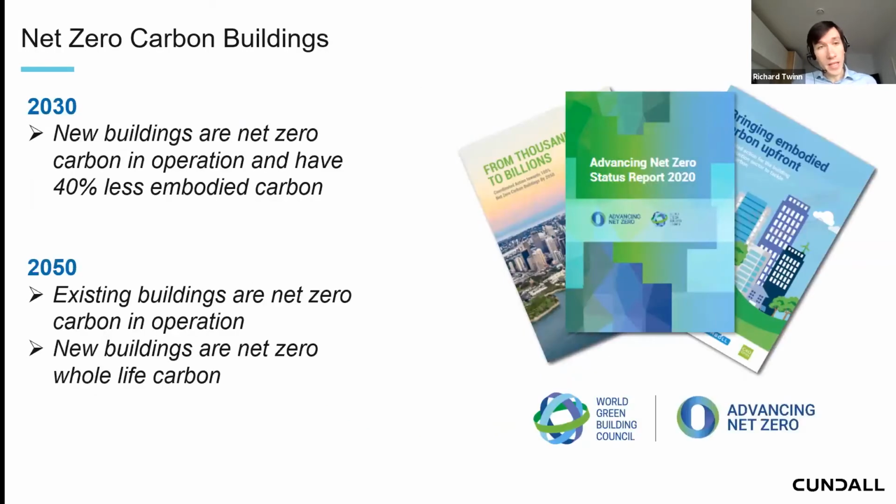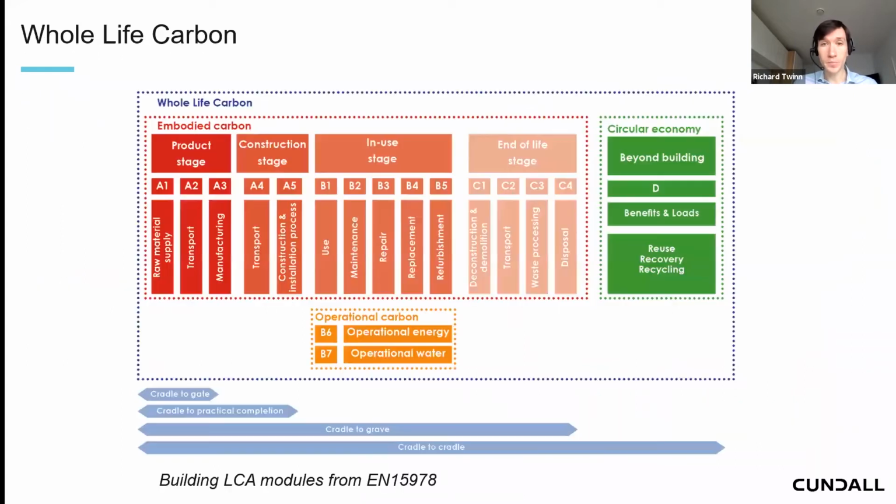Now, why is that important from a net zero point of view? Well, the World Green Building Council has set out a roadmap for a Paris compliant built environment globally, which says by 2030 that new buildings should operate at net zero carbon and should have 40% less embodied carbon. And by 2050, the more difficult outcome that all existing buildings need to achieve net zero carbon in operation, and all new buildings need to achieve net zero whole life carbon. And that's really what we are talking about today.